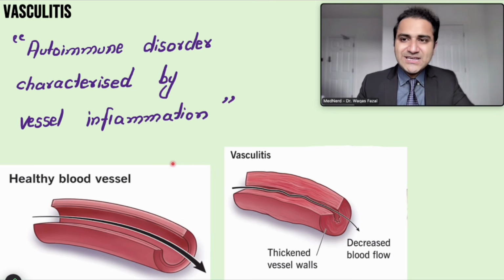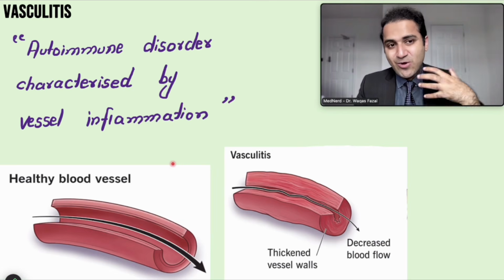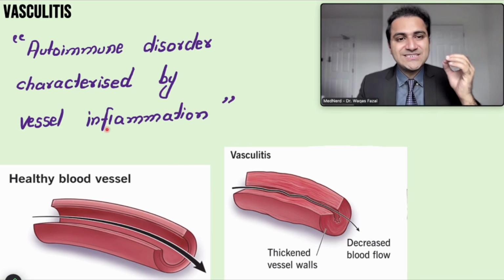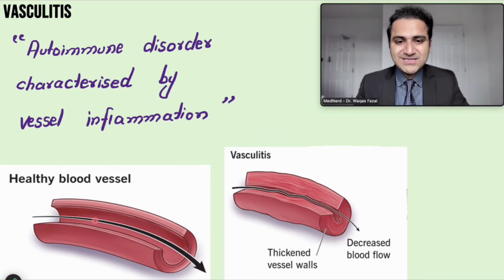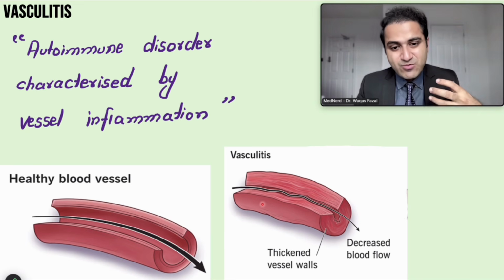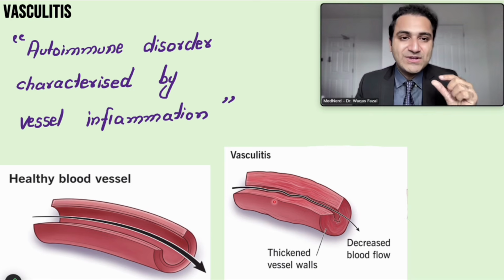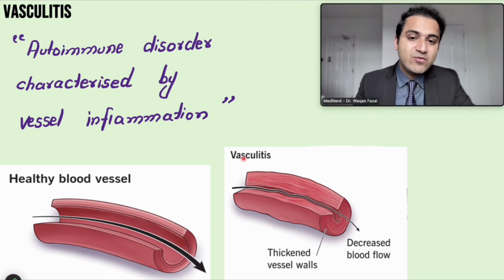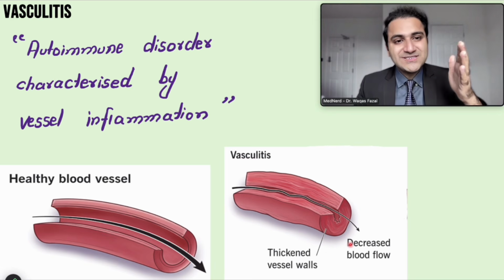First of all, what is vasculitis? Vasculitis is basically an autoimmune disorder which is characterized by vessel inflammation. The immune system attacks the vessels and causes inflammation and fibrosis of the vessels. Now this is a picture showing a normal healthy blood vessel, and over here slowly and gradually vasculitis would cause inflammation, fibrosis and thickening of the vessel walls.